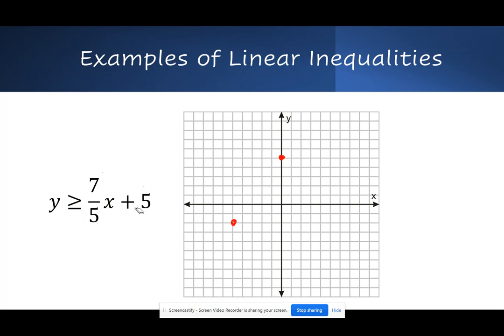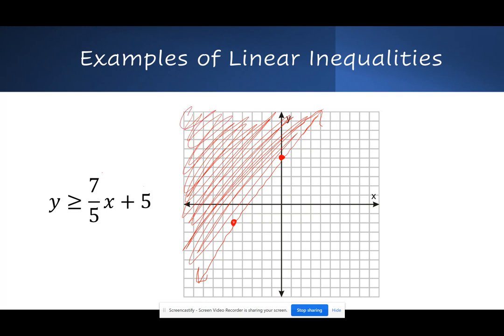Now, the next thing to look at is drawing your line. Should it be dotted or solid? Since this has the line under it for greater than or equal to, it's going to be a solid line. And then you need to decide where to shade the graph. It's greater than, so we're going to shade everything above the line. All these points that are shaded are possible solutions to this graph. For example, the point right here is a solution. This point right here is a solution. This point right here is a solution, and so on. That's what the shading shows us, all the possible solutions.